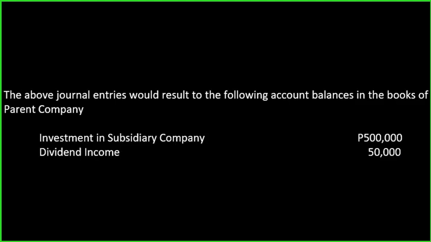And the above journal entries will result in the following. If you have the T accounts, this will be our ending balance: 500 and 50,000 respectively for the investment account and for the dividend income.